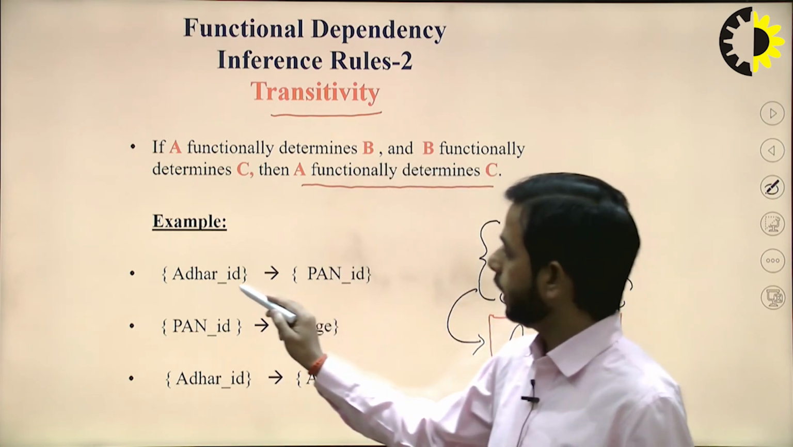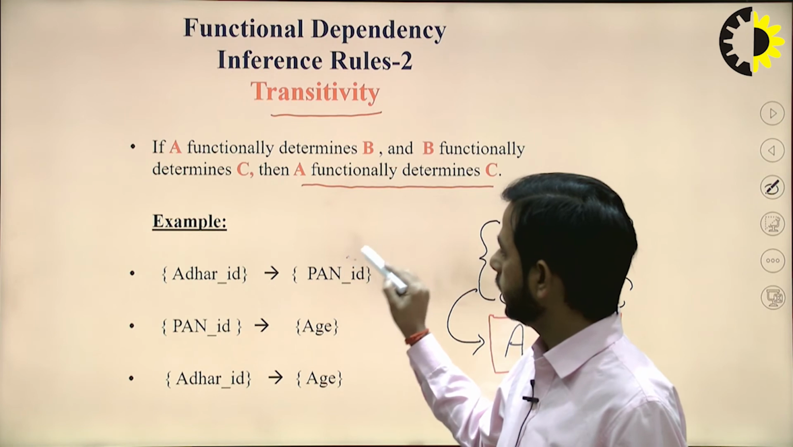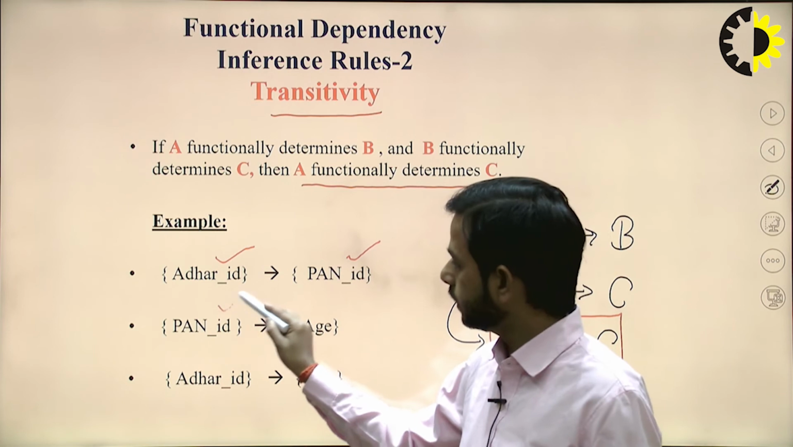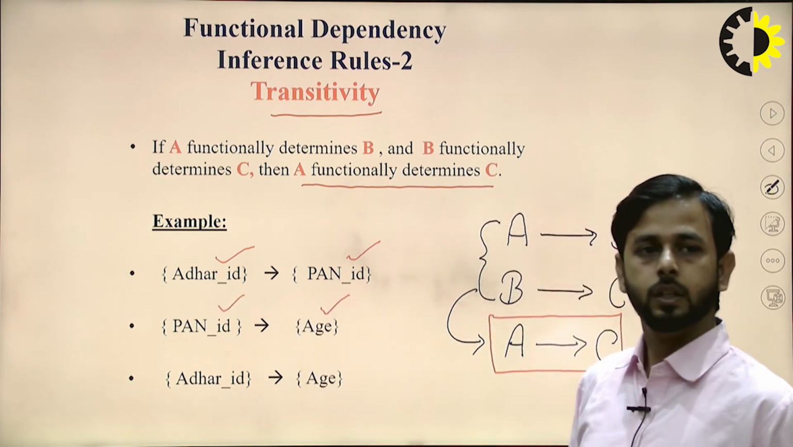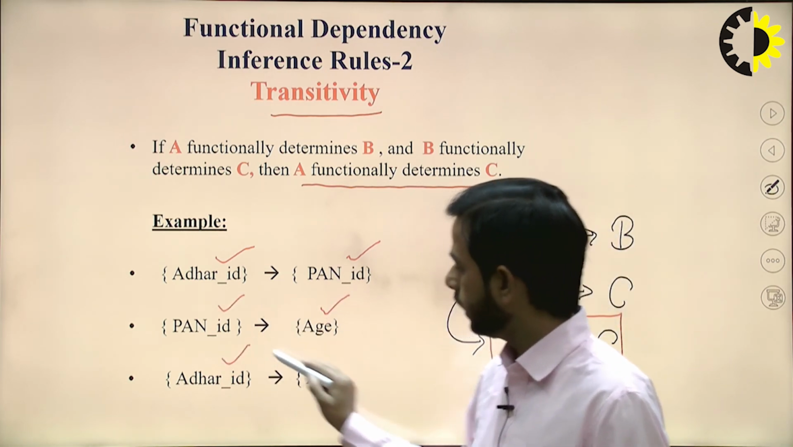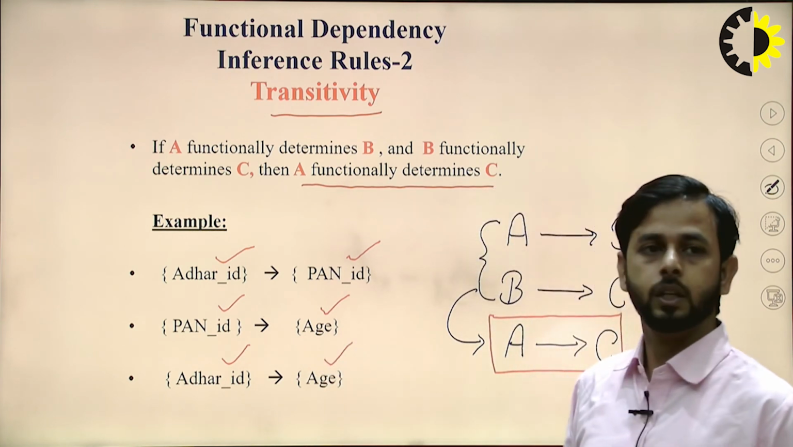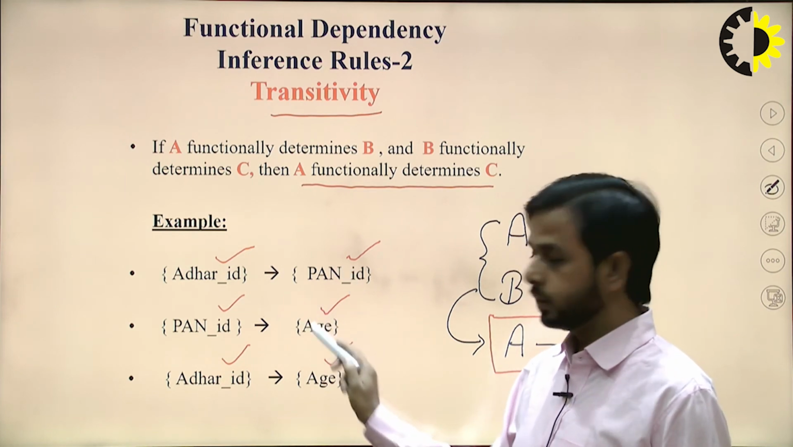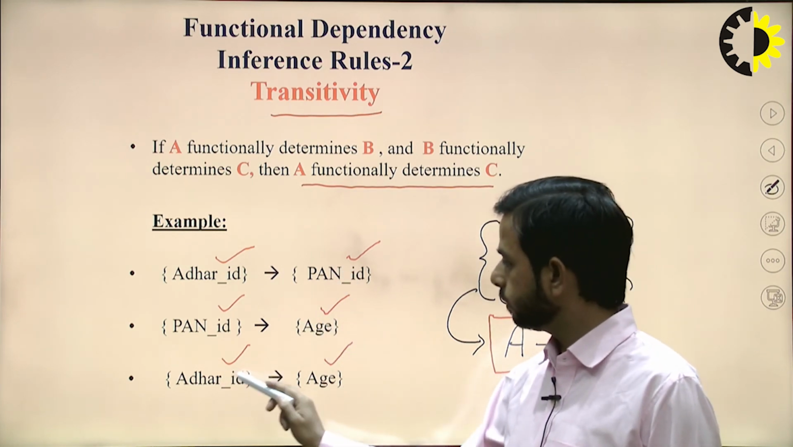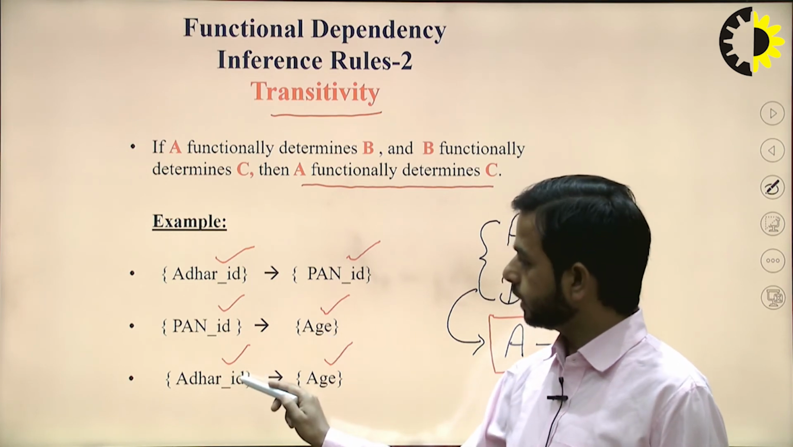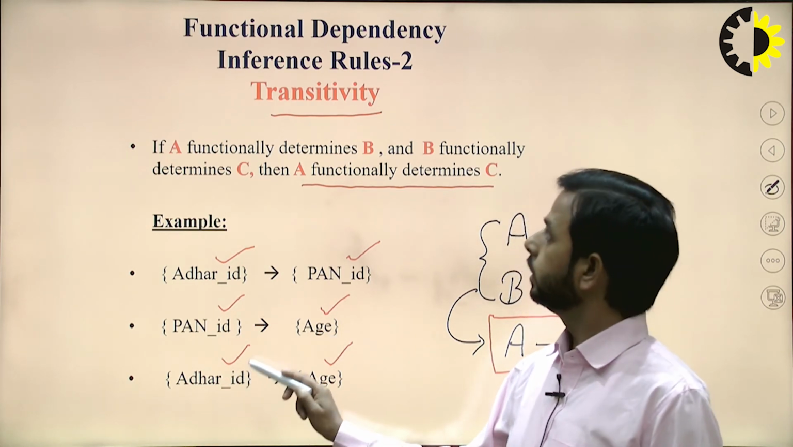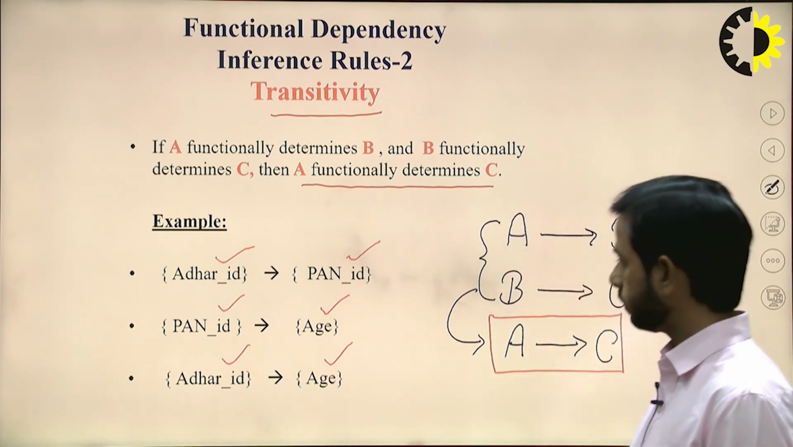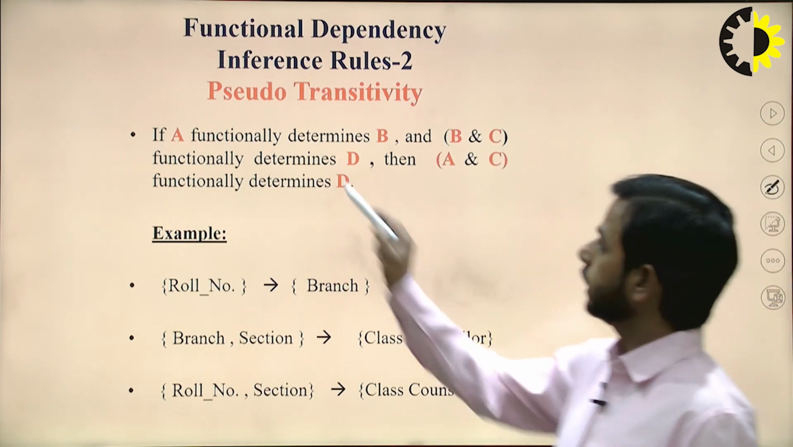So let's take one example. Suppose from Aadhaar card I can identify PAN card, and from PAN card I can identify age. So that's why from Aadhaar card I can identify age, because from Aadhaar card I can identify PAN card, and from PAN card I can identify age. So indirectly, or transitively, I can identify age from the Aadhaar card.